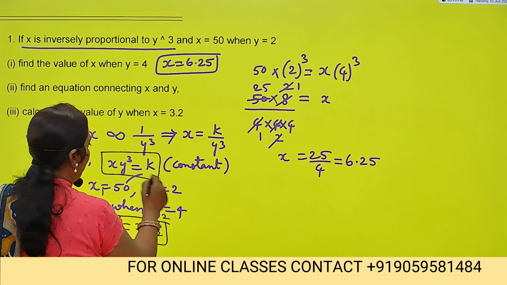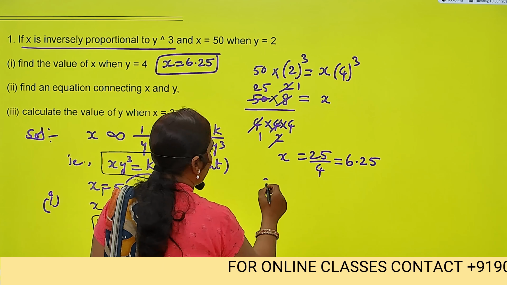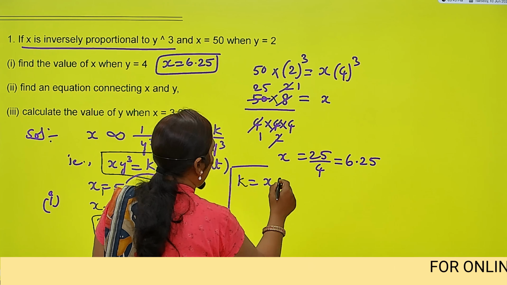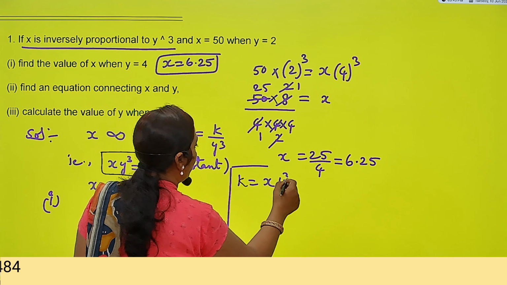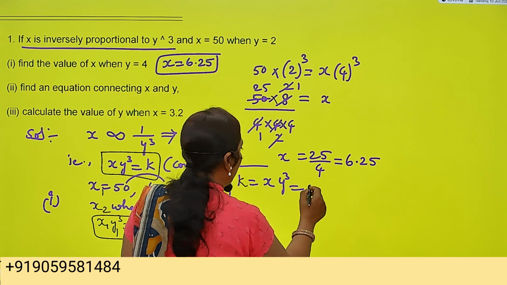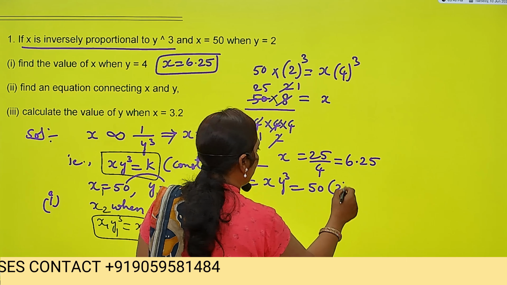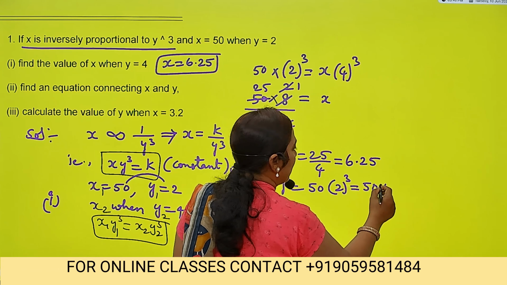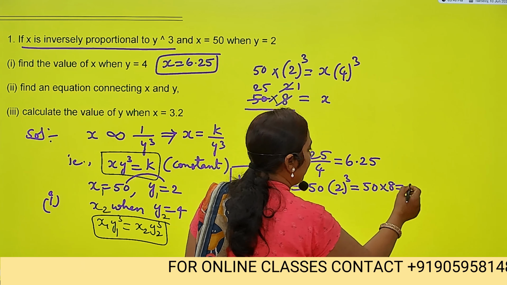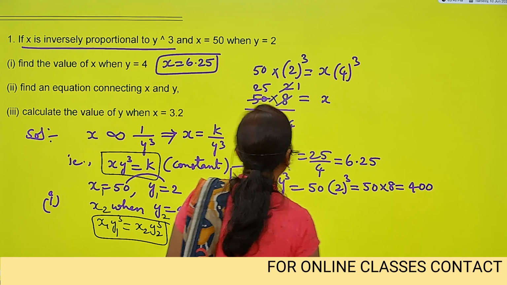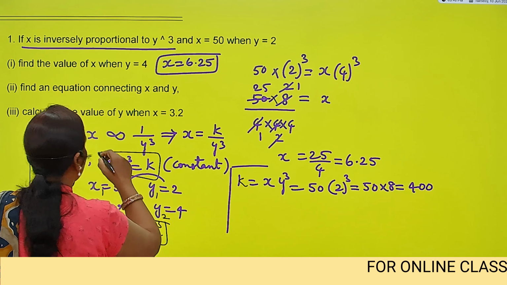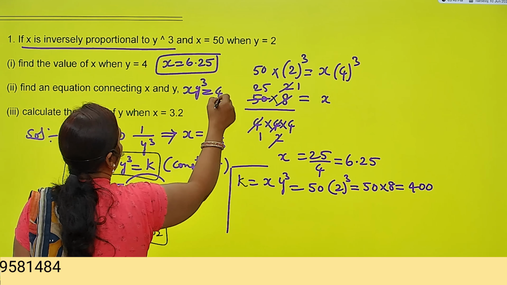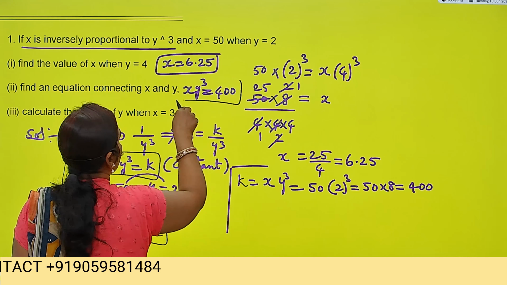Okay. Find an equation connecting x and y. You take the x and y relation. What is that? Constant k equals x y cube. What is the x value? 50. What is the y cube? 2 cube, which is 8. 50 multiplied with 8. 8 5s are 40. It is equal to 400. So what is the equation here? X y cube equals 400. This is the second answer.